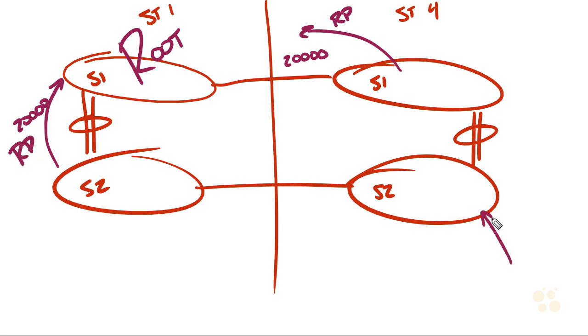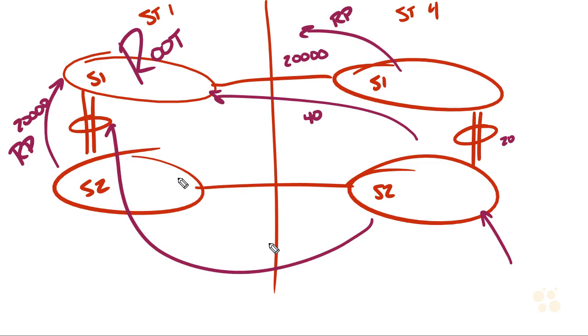But look at the dilemma of switch number 2. He goes this way and it costs him how much? 40,000. 20 here plus 20 here. Okay, that's path number 1. He goes this way and it costs him how much? 40,000. You've got 20 here and 20 here. He's stuck. How does he figure out which way to go?